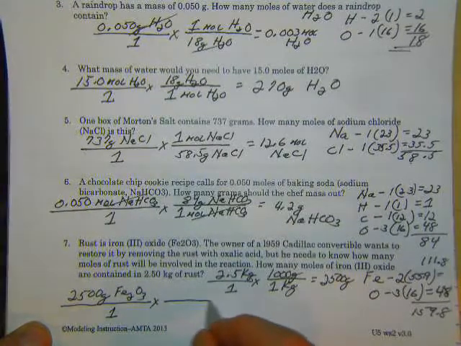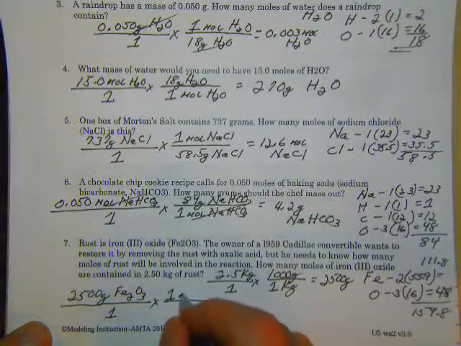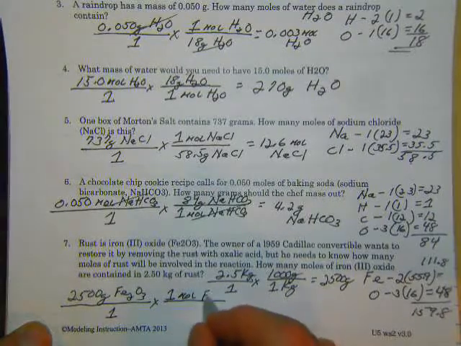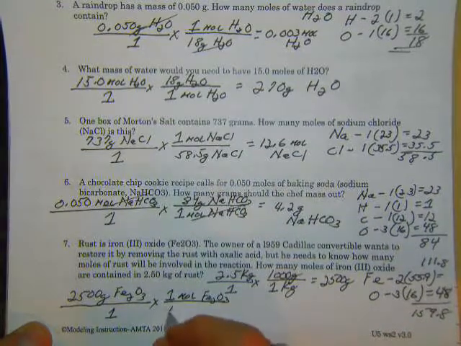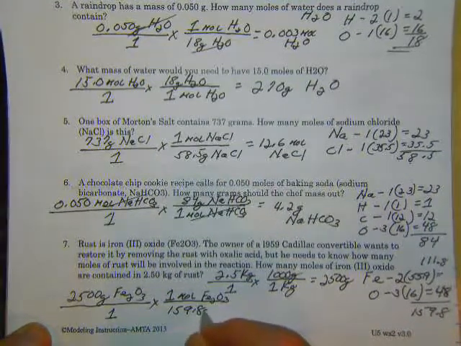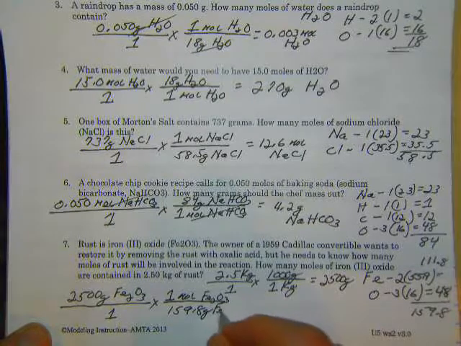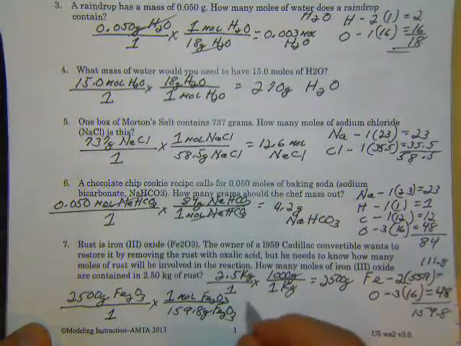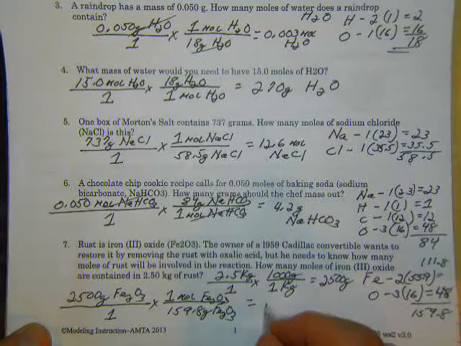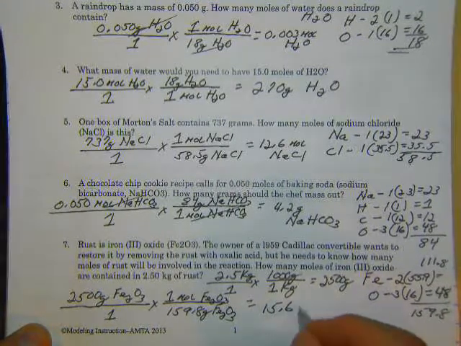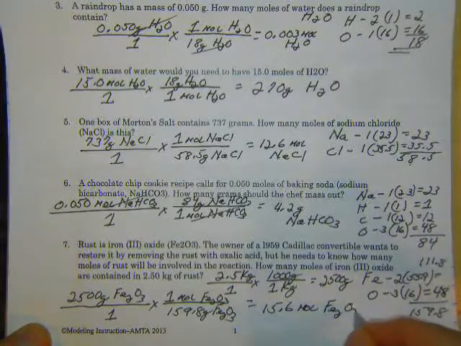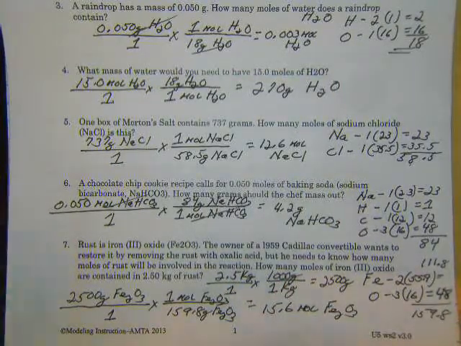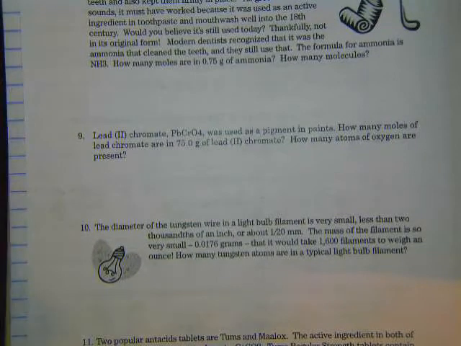We know 1 mole of Fe2O3 is 159.8 grams of Fe2O3. And we go ahead and do the math, and we come out with 15.6 moles of Fe2O3. All right, so there's the front side of that. Let's flip it over and see what we have here.